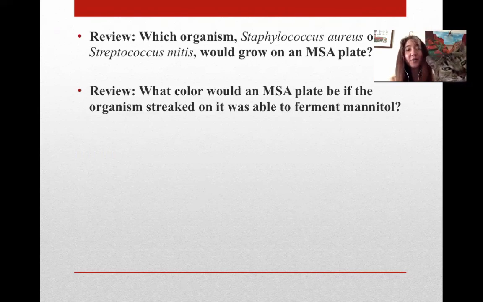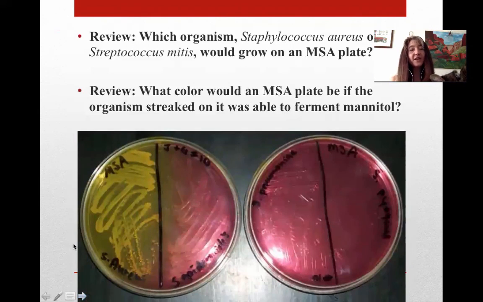So when we look at an MSA plate, we see something that looks like this, where the color change that occurs if mannitol is fermented is a yellow color. So notice that over on the left-hand side of the plate, where Staphylococcus aureus is growing, it's also turning the plate yellow. And that yellow color is indicative of the mannitol being fermented. So mannitol fermentation is causing an acidic byproduct that is turning the pH indicator from red to yellow, and then we're seeing that as well. So that's a nice little bit of review.